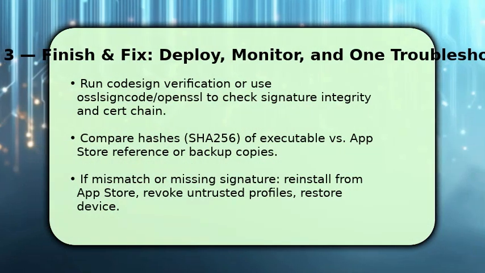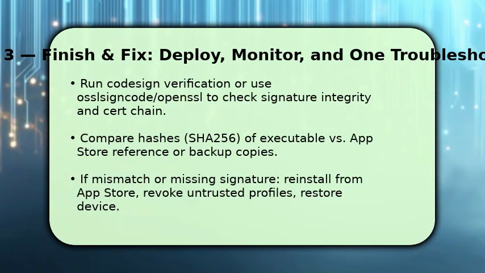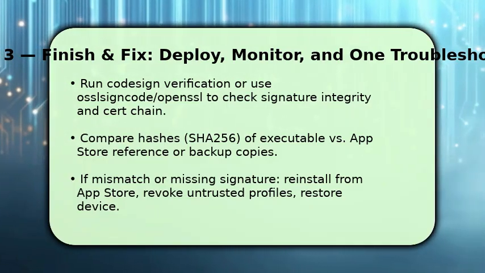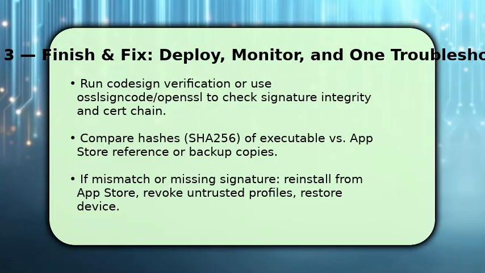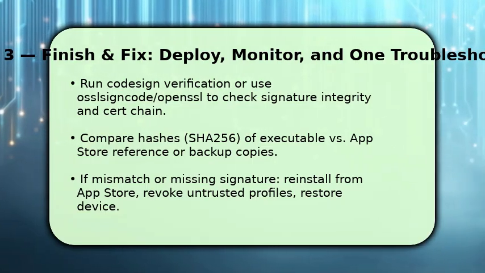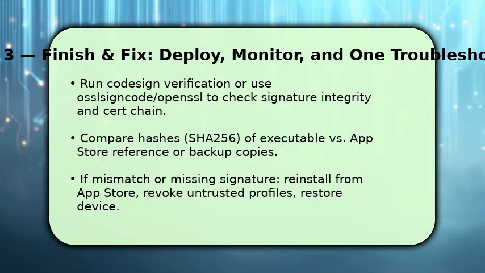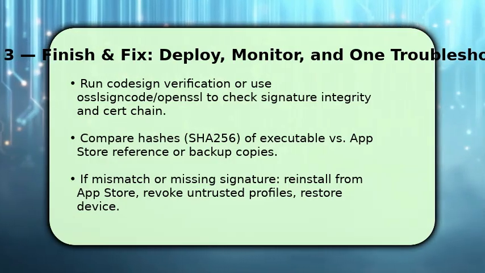Finish by validating the signature and comparing the code hash. You want cryptographic proof the app hasn't been altered. Use codesign verification on macOS or extract certificates and check the chain with OpenSSL. Calculate SHA-256 of the executable and compare to a known good copy or backup.